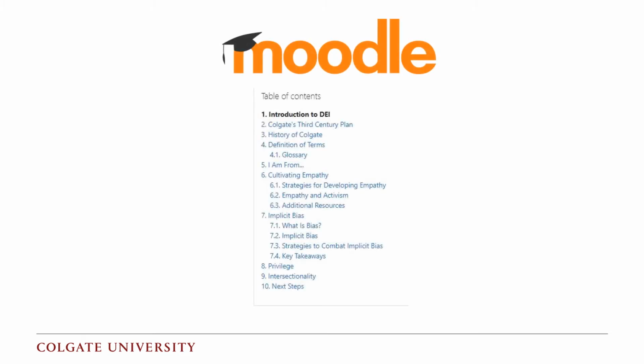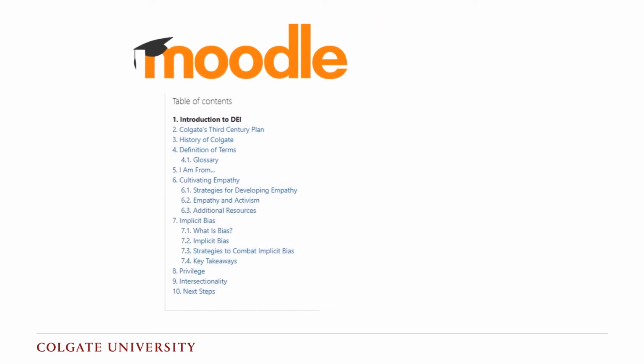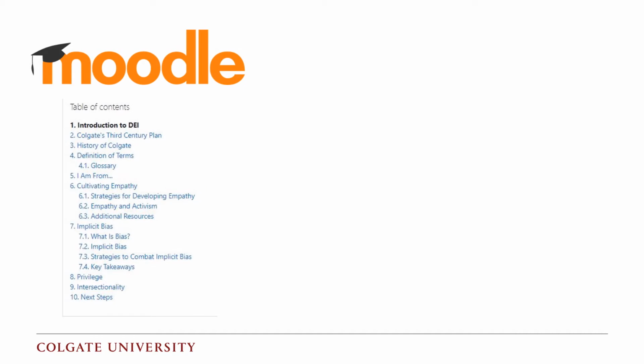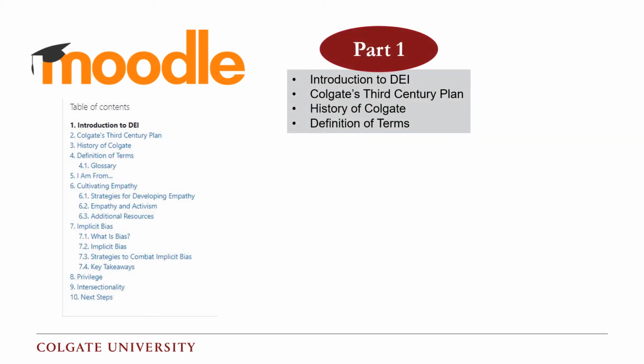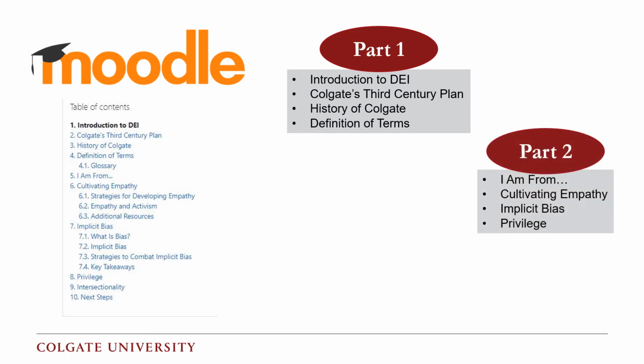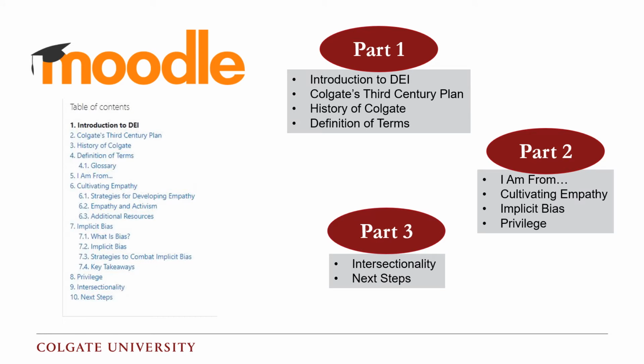So, these are the 10 major points we are going to cover in the Moodle module. Up first, we're going to talk about the introduction to DEI, what Colgate's third century plan is, the history of Colgate and the definition of terms. We're going to talk about the I am from activity to learn about your identities, how to cultivate empathy, recognizing implicit bias and privilege. And we're also going to break down intersectionality and how our identities form one being, as well as talking about the next steps of what's to come further as you prep for orientation.